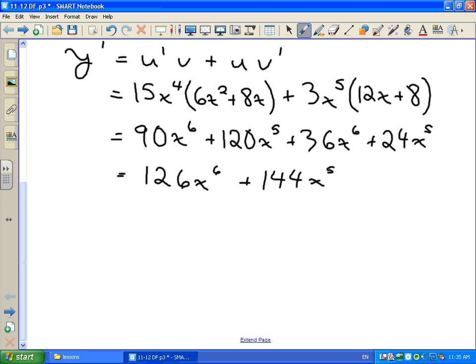So let's take a look at another example of how you would work this out, another example of using the product rule.